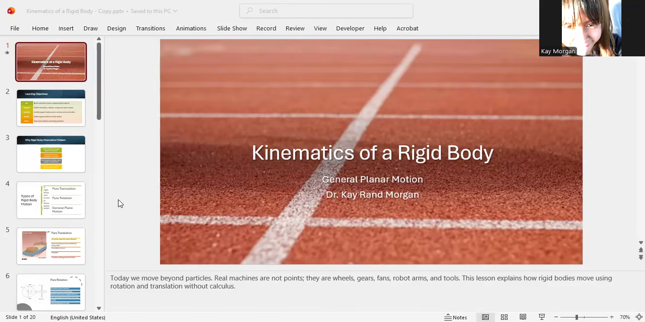Okay, so you should know that when we talk about the kinematics of a rigid body, by now we're moving beyond particles and into real mechanical systems. Up to now we have treated our objects like points, the particles with no size. That works for basic motion, but real machines are not points. If you understand that, that would be the first thing you have to understand in mechanical engineering technology.